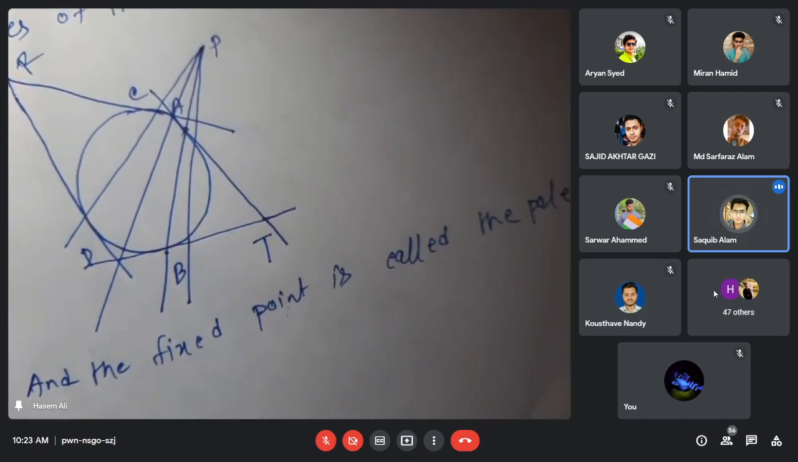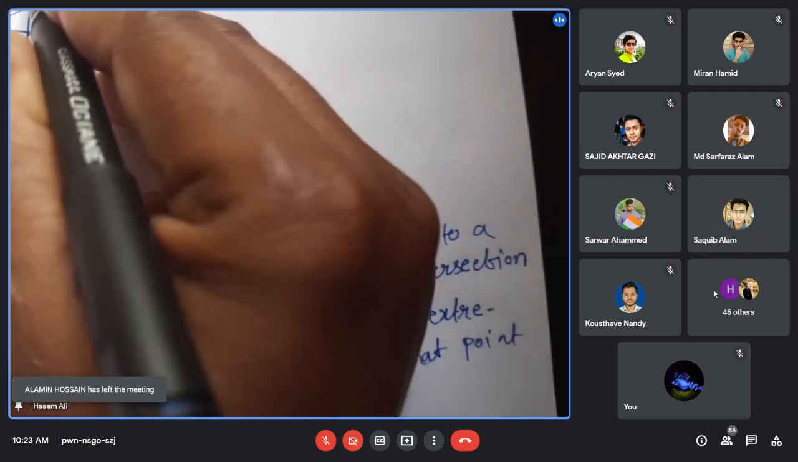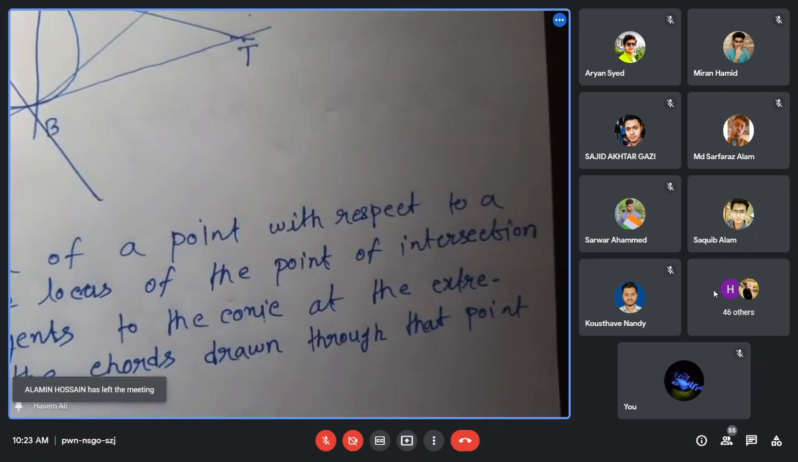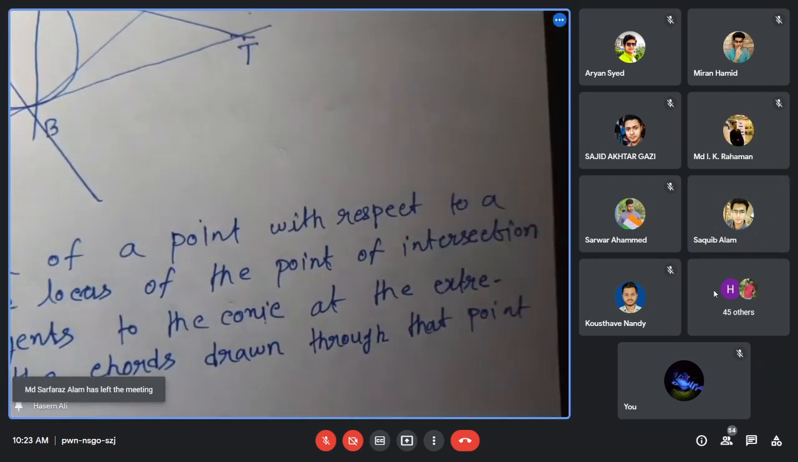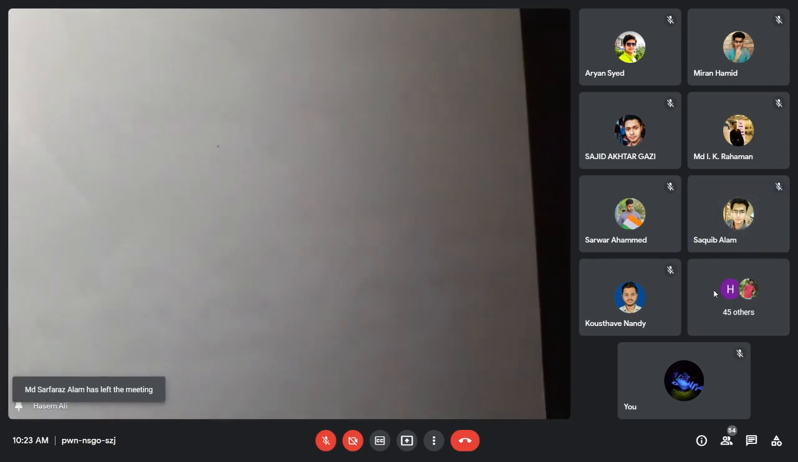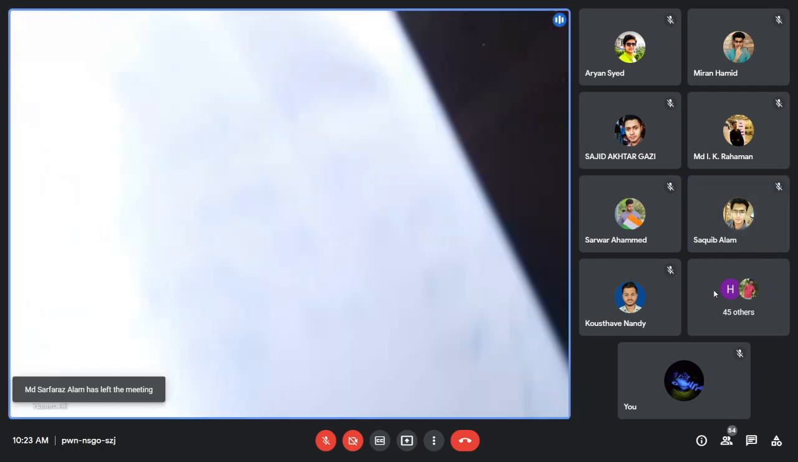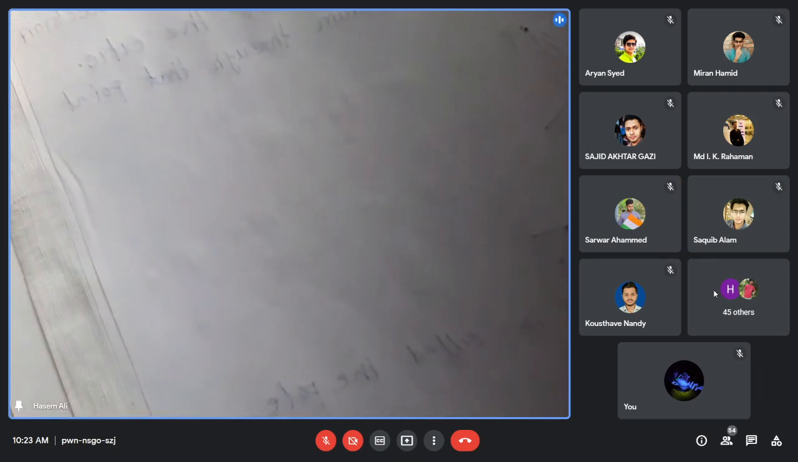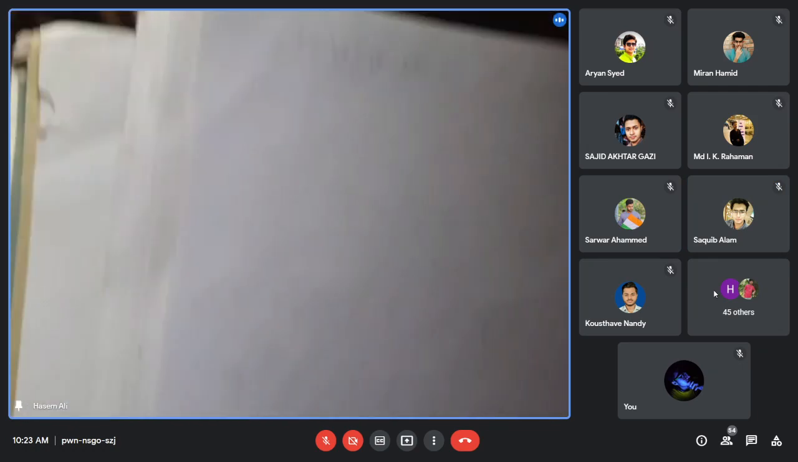What is the fixed point? P is the fixed point. Yes. This point P is the fixed point here. Okay, sir. The locus is called the polar, and the fixed point is called the pole.